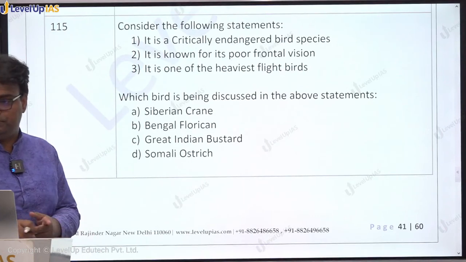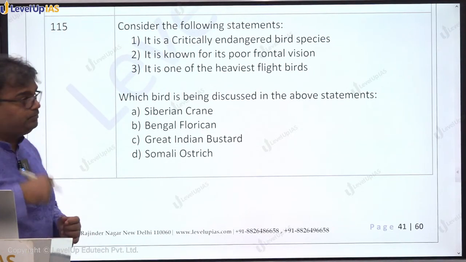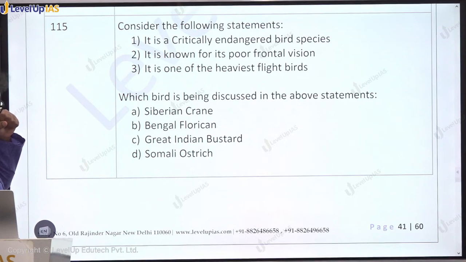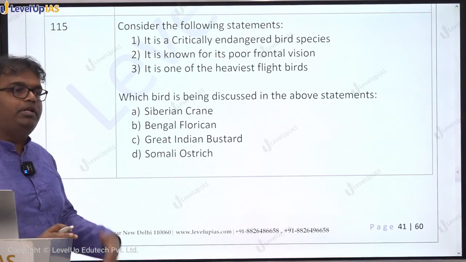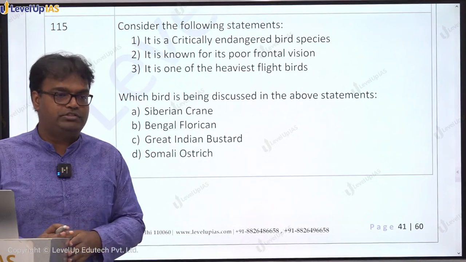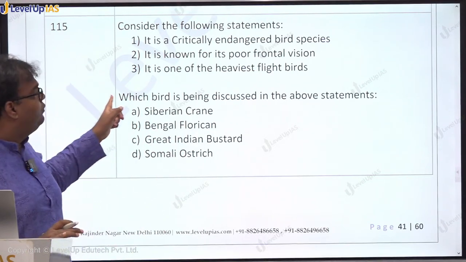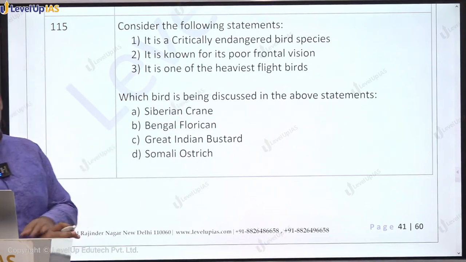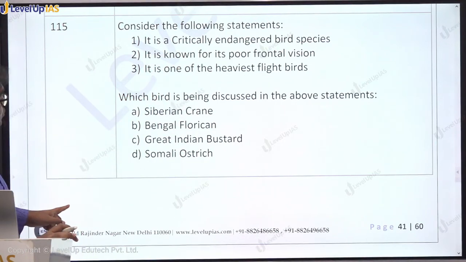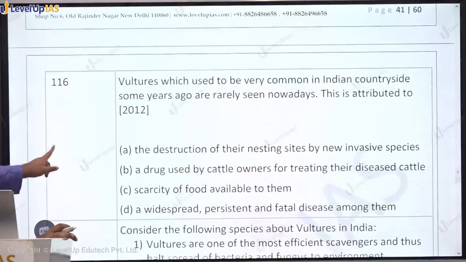115. Critically endangered, poor frontal vision, heaviest flight bird, Great Indian Bustard. There are bigger, heavier birds like the ostrich, but it cannot fly. It is one of the heaviest flight birds, and the Great Indian Bustard is one of them. Okay, so C, 115 ka C, 116.